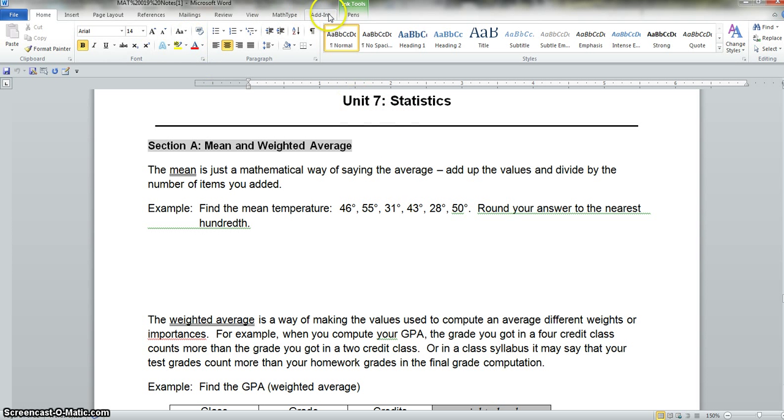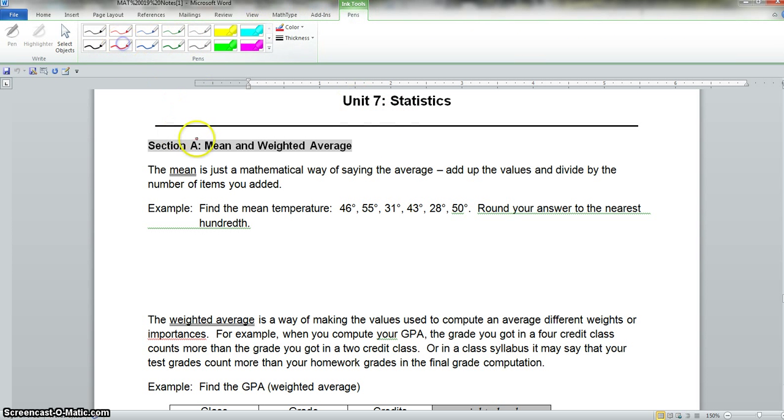Okay, class, we're about to start Unit 7, Statistics. Okay, we have Section A, Mean and Weighted Average. The mean is just a mathematical way of saying the average. Add up the values and divide by the number of items you added.